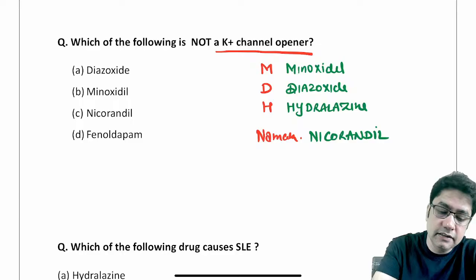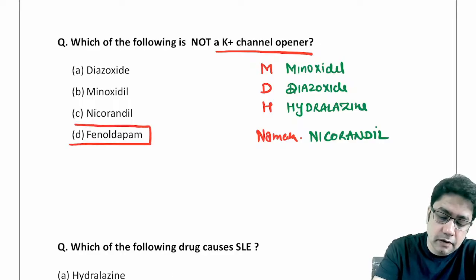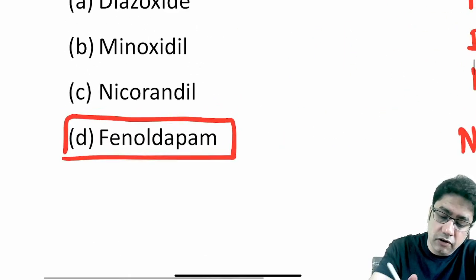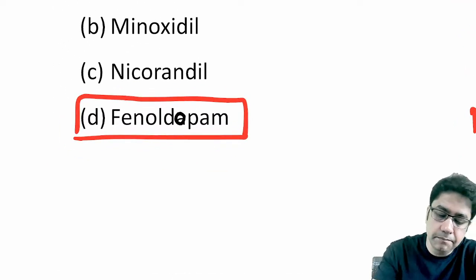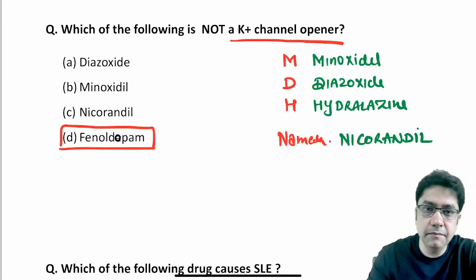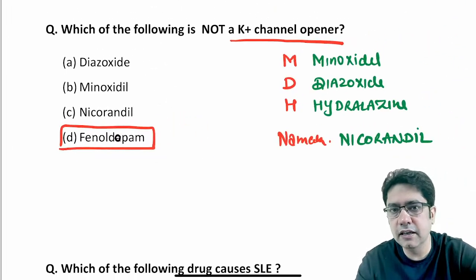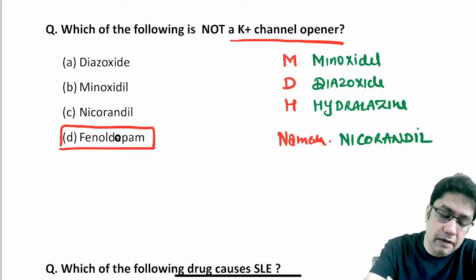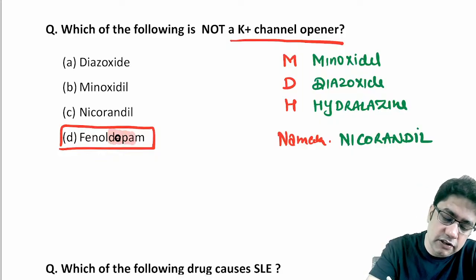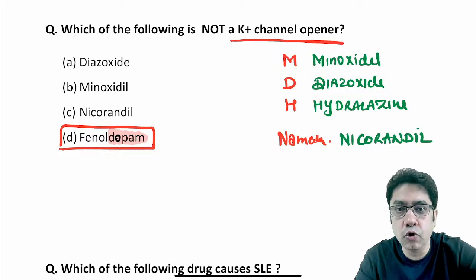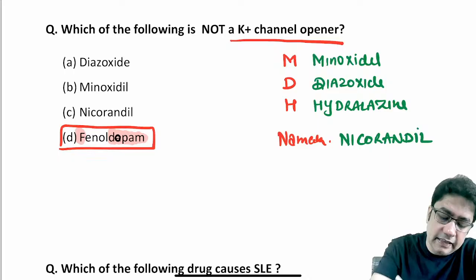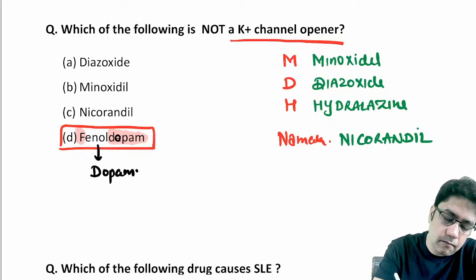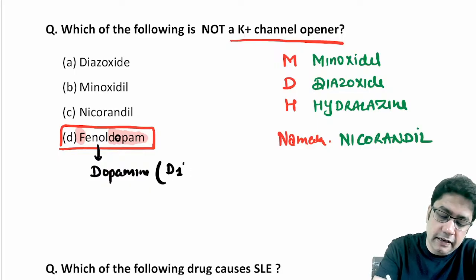So the answer out here is fenoldopam. Remember, let me correct the spelling for fenoldopam for you. It is fenoldopam. Dopam. Can you tell me, if you see the name, on which receptor fenoldopam will act? The dopam word is coming. And F means first. It is rather D1. D1 means dopamine. D1 receptor agonist.